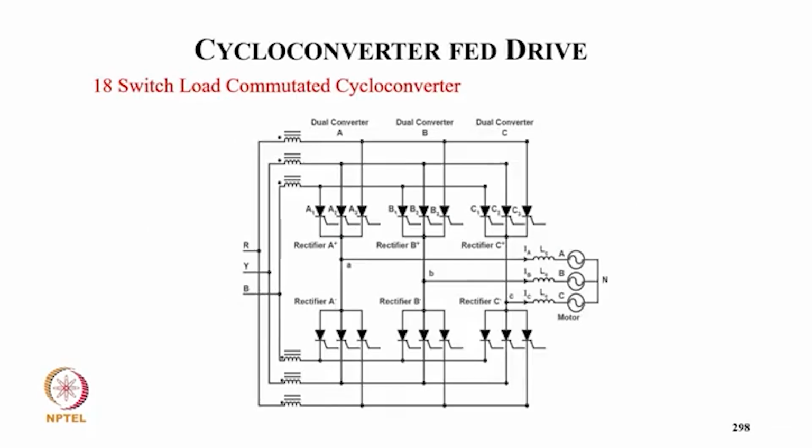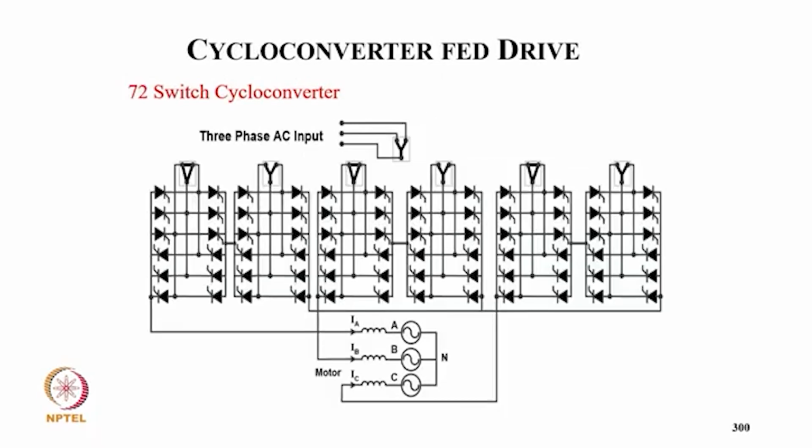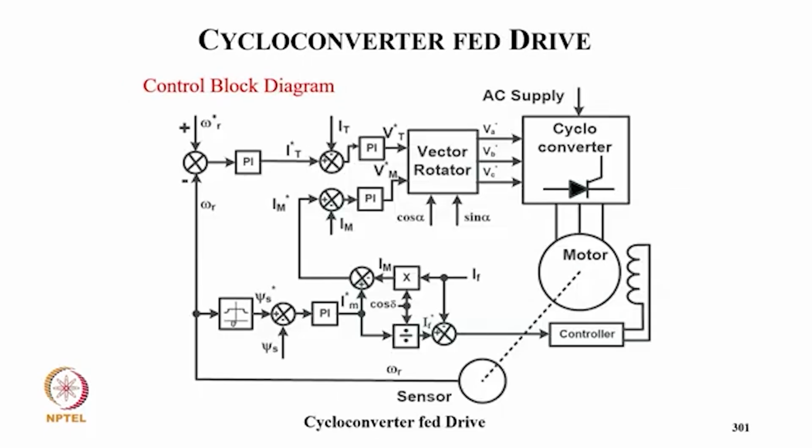You can go up to 1/3 frequency, and this is another 18 switch load commutated cycloconverter we already covered previously. And this is your 36 pulse switch cycloconverter, where you can go up to 2/3 frequency. This is a 72 switch cycloconverter, which you can take even up to the input frequency for the control.